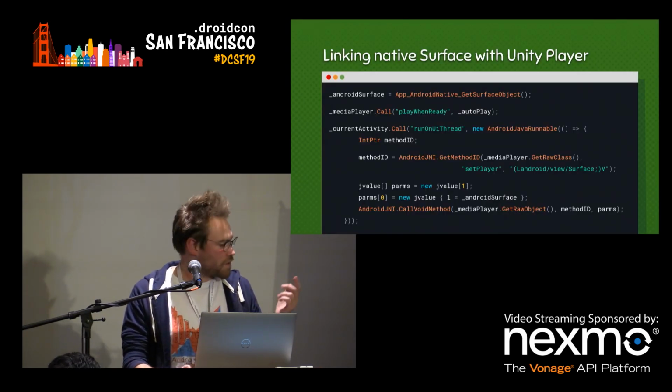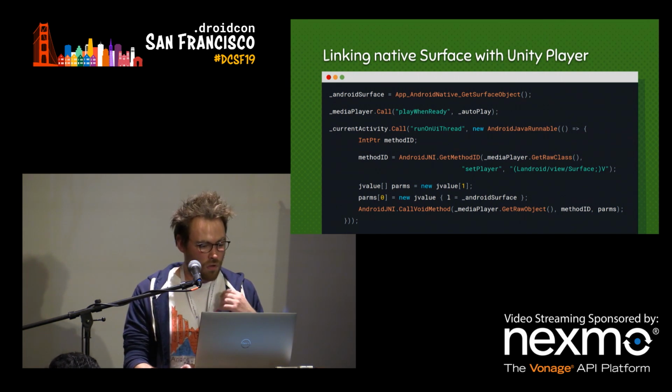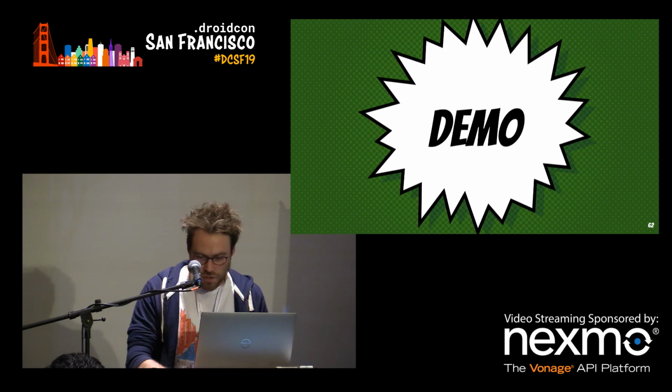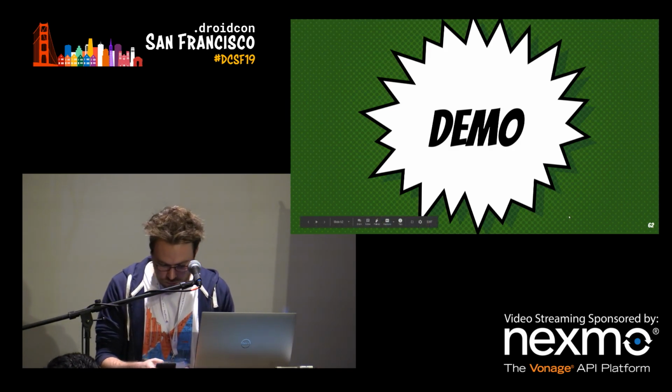So this is, for example, what it looks like in the Unity part. This is C# code. You get the native surface and then run the player. That's it. So I'll show you some nice tricks.